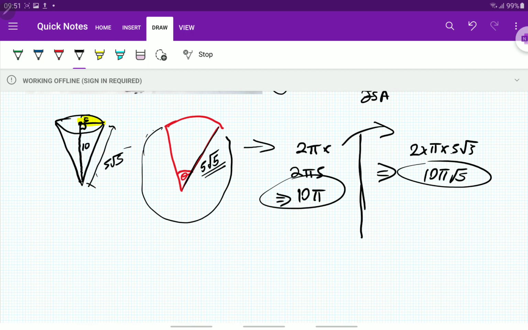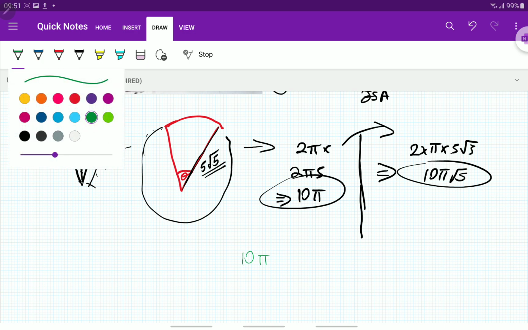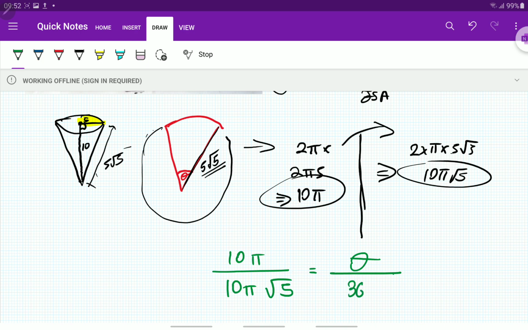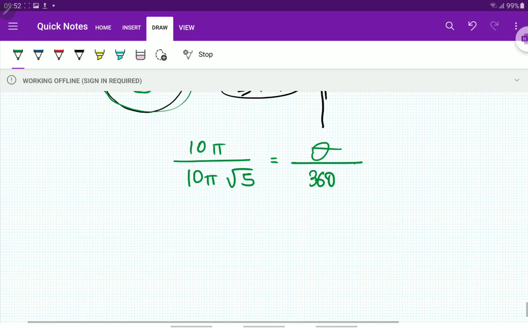So now we want to find theta, isn't it? That's our main objective. So the proportion of 10 pi, sorry, let me increase the font size, the proportion of 10 pi over 10 pi root 5 must equal the proportion that theta is over 360. Do you get it? This proportionality must be the same as the circumference of this to the rest of the circle. So now let's solve for theta.